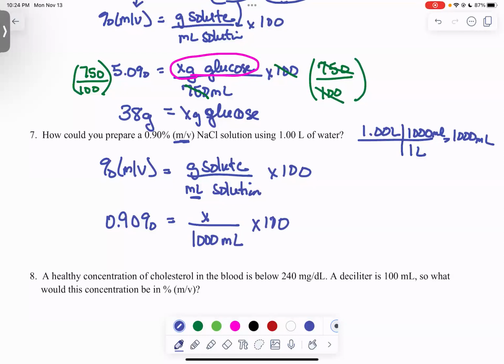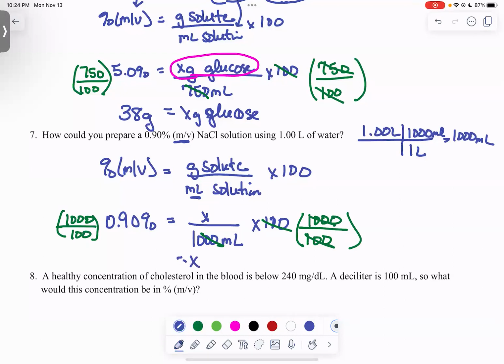So I do the exact same thing that I did before, where if I'm multiplying by 100, I'm going to divide by 100. If I'm dividing by 1,000, I'm going to multiply by 1,000. So these cancel and these cancel, and what I did to one side, I have to do to the other. Okay, and so what is X? What you should get for X is 9 grams.